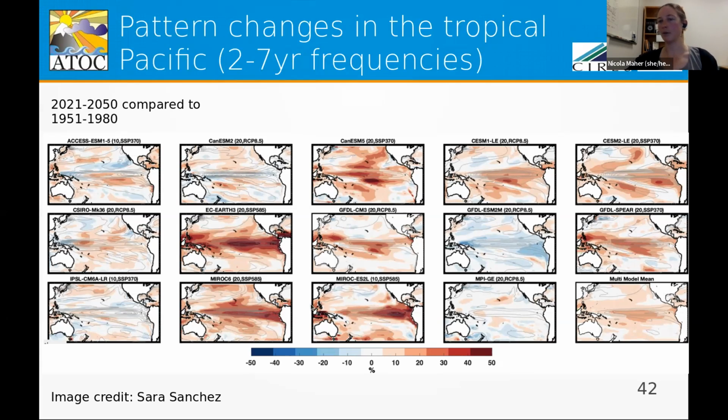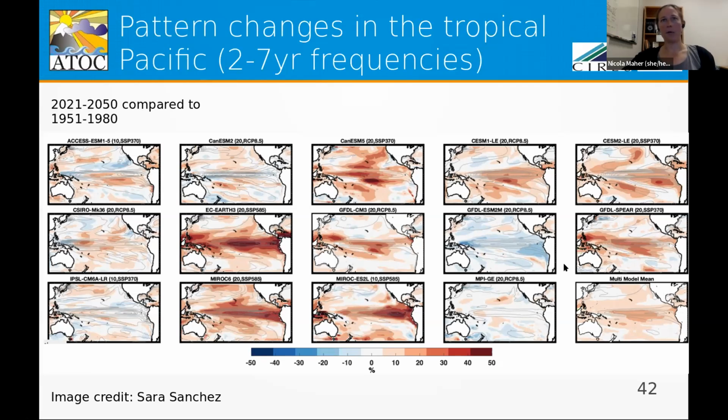And interestingly, if you look in the bottom right at the multimodel mean, you can see something that has been discussed in the past, which is an increase in ENSO variance and perhaps a large increase in the Central Pacific. But you can see that by using the multimodel mean in this case, you're really missing a lot of the behavior that's going on in the individual models. And so we can look at the later time period.